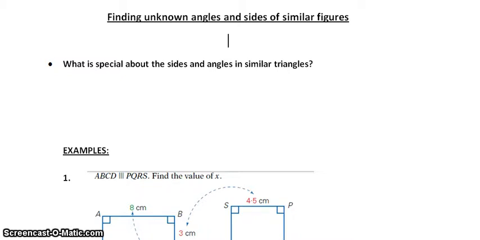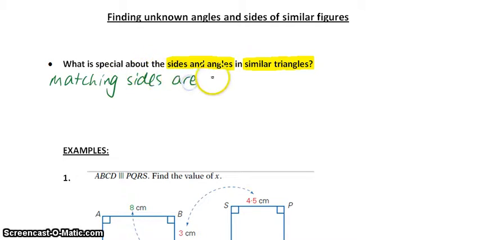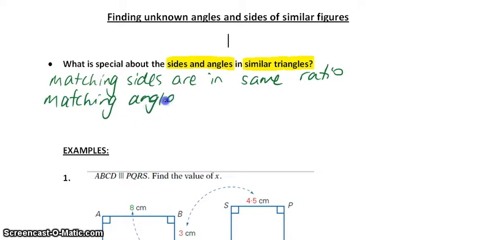Okay, so the first question I want you to think about is what is special about the sides and angles in similar triangles. Hopefully by now you know that the matching sides are in the same ratio, and the matching angles are equal. That's really, really important. In fact, those are the two things that show whether similarity exists or not.